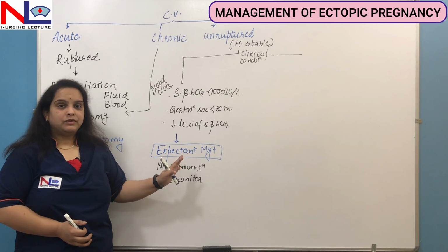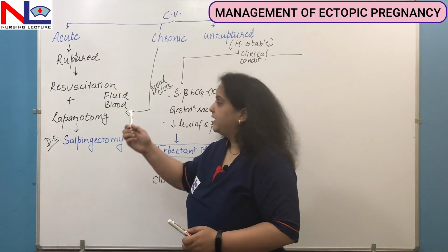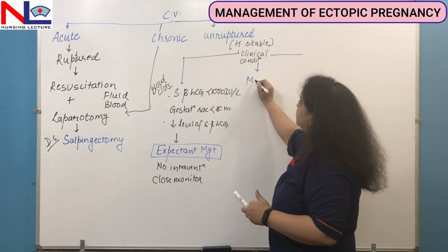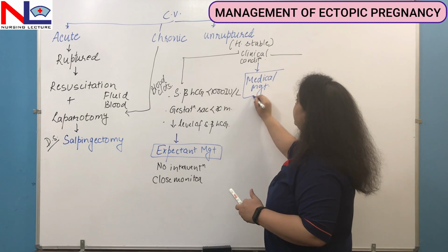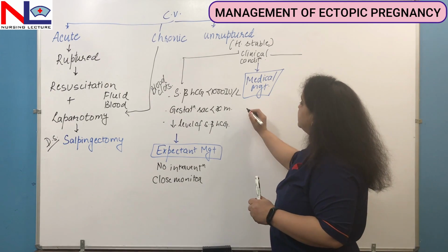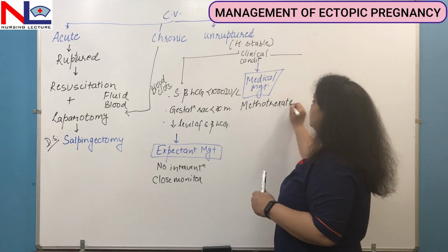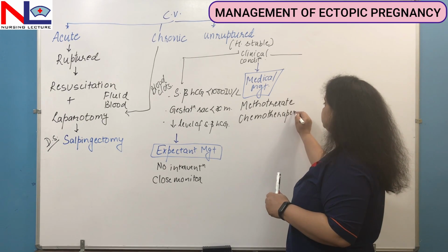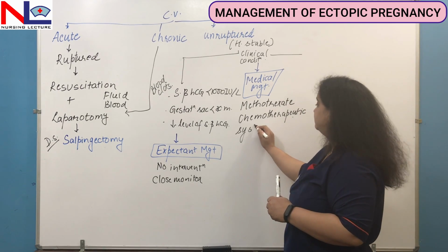So that's enough. But suppose these criteria are not met, then what can you do? You can go with medical management. So what is medical management? Simply administering a drug, and the drug commonly used is methotrexate. Methotrexate is a chemotherapeutic drug that can be given systemically or directly.